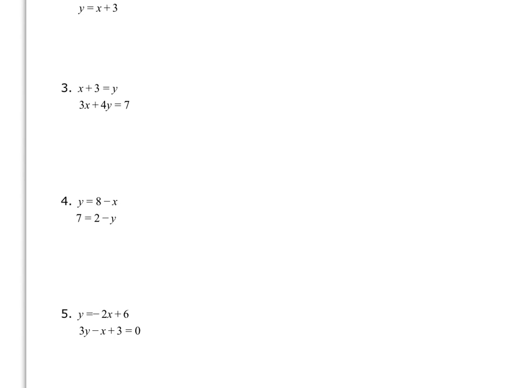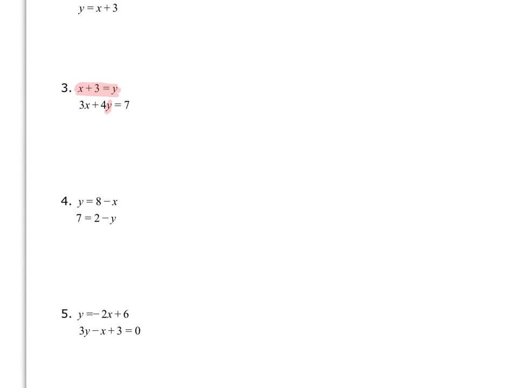In this problem, the first equation is solved for the variable y. Even though y is written to the right of the equal sign, it's still by itself. It's still isolated, so y is still the variable that's solved in this equation. So I can substitute y into that second equation here.